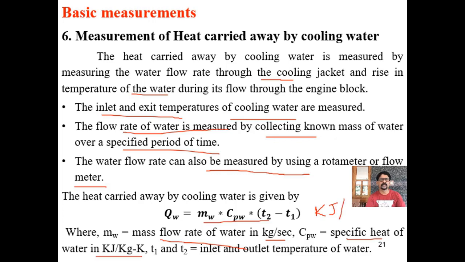Suppose the mass flow rate is kg per minute, then this quantity will be kilojoules per minute, and if the mass flow rate is kg per hour, then the heat carried away by the cooling water will be kilojoules per hour. That means the unit of time in the mass flow rate quantity mw decides the unit, because the heat unit is kilojoules. Per second, per minute or per hour is decided by the unit of mw.